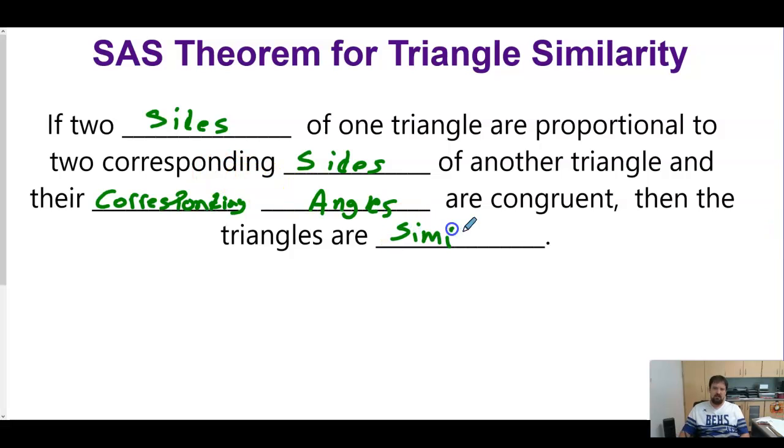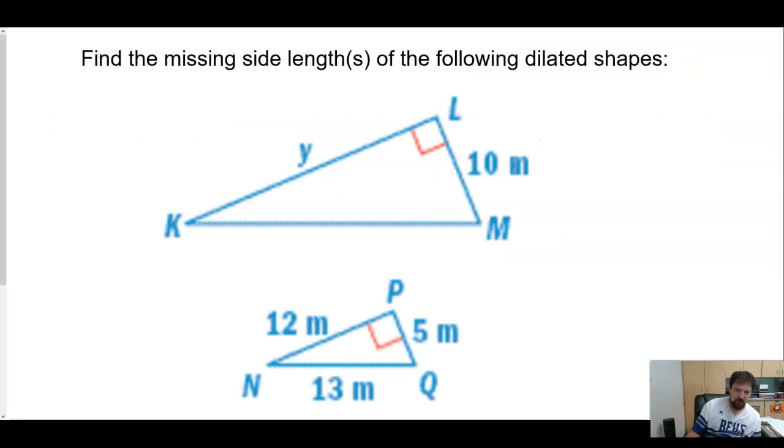Okay, so we're just basically going to put these into practice again. So let's look at a couple examples. So first, find the missing length of the following dilated shapes. So it's given that these are similar to each other. So we want to find what is the measurement for the length of y.